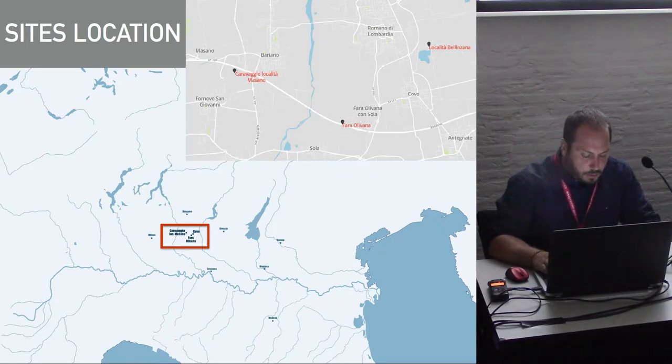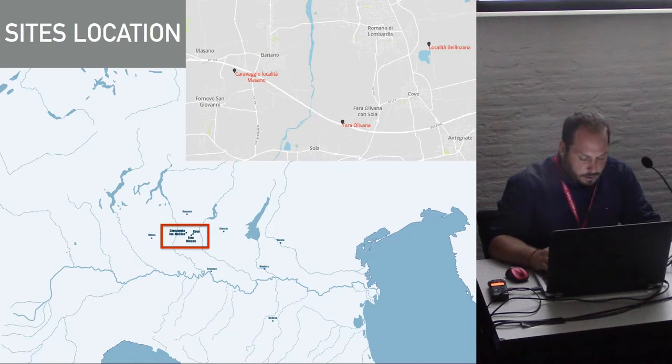The case study I will present is three cemeteries located in northern Italy, near Bergamo. Their chronology ranges between the late antique and early medieval period, and they are situated in the low plain of Bergamo near the river Serio, over the line of the water springs. The cemeteries are Covo località Bellinzana for the late antique period, 4th-6th century, and Caravaggio località Masano and Fara Olivana for the early medieval period, 6th to 8th centuries.